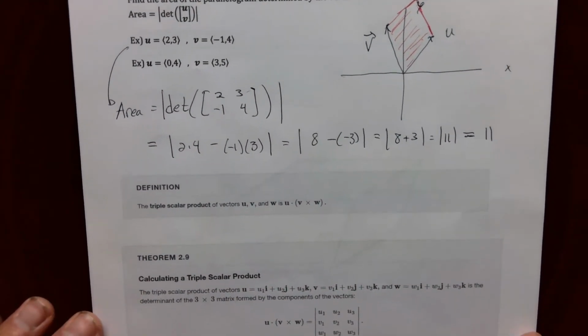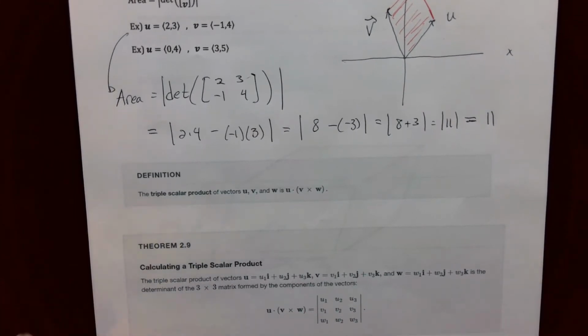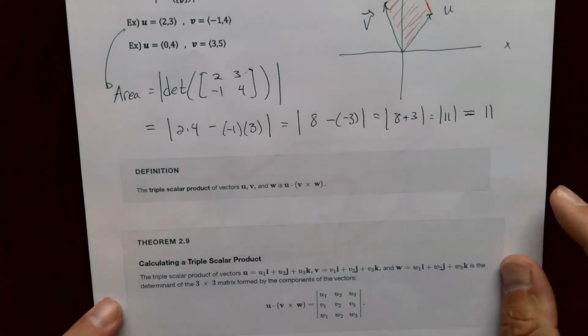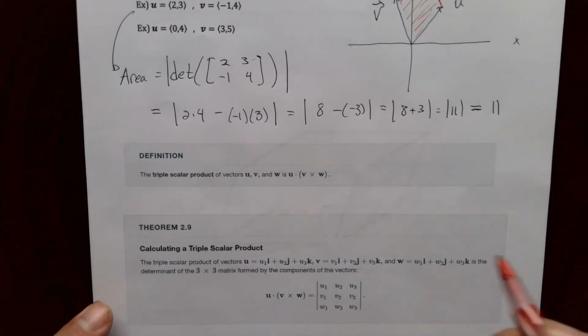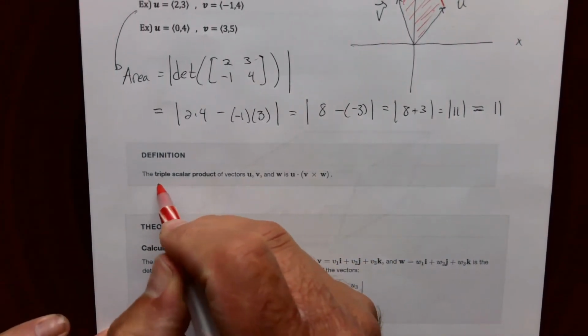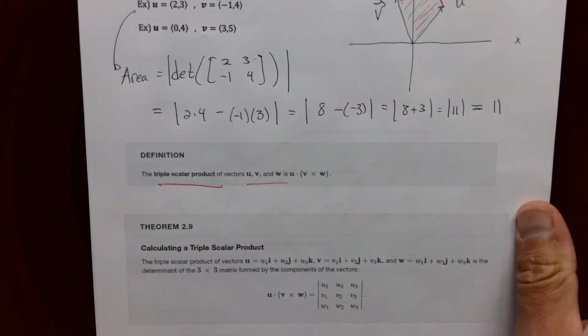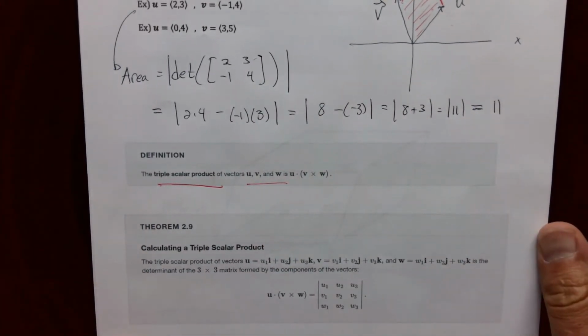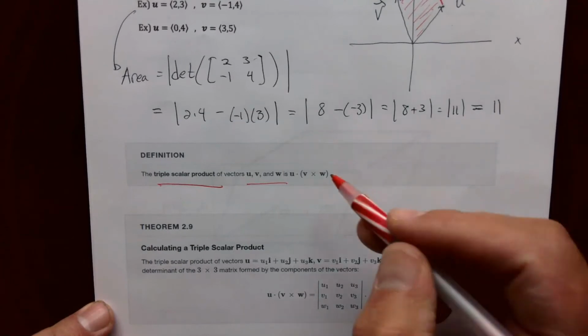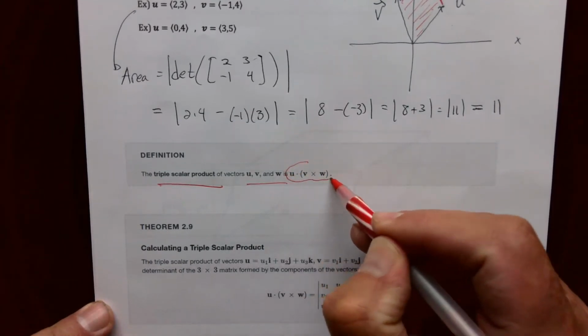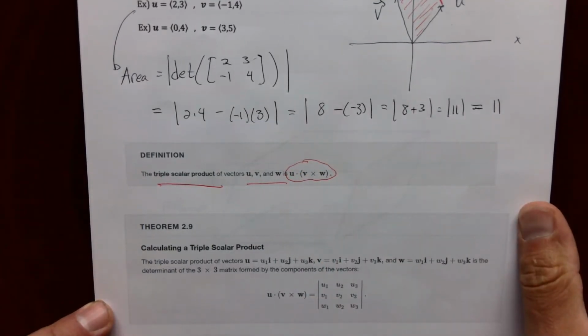This is just a definition I've taken out of the OpenStax book, and you'll see this in pretty much any calculus book you pick up. The scalar triple product, or triple scalar product, of three vectors, and we're assuming this is in 3-space because the cross product only makes sense for vectors in 3-space, is given by this quantity here: U dotted with V cross W.